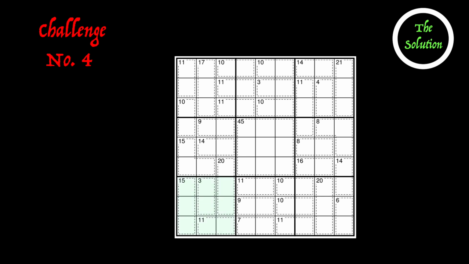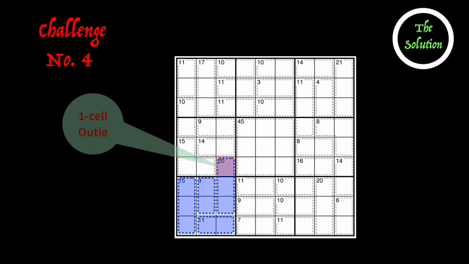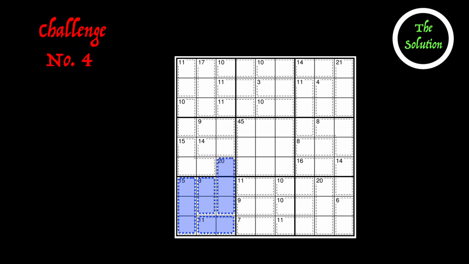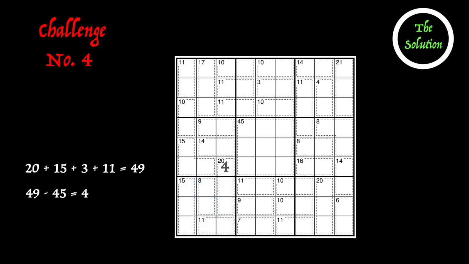So let's focus in on the left-hand bottom block. And if we look at the cage structure for that, we can see there's a one cell outie. Now the total of the cages, 20, 15 and 3 and 11 come to 49, and the difference between 49 and 45 is 4. So we can place a 4 in that one cell outie.